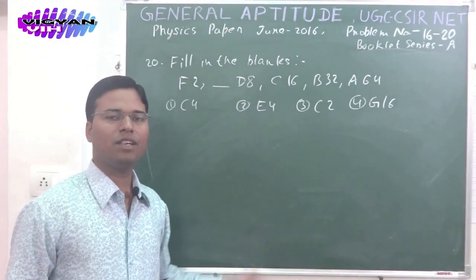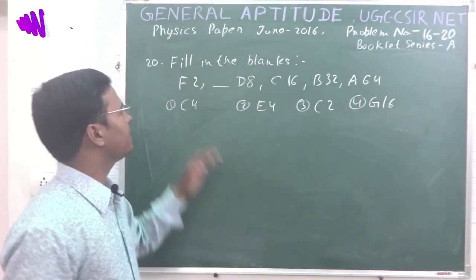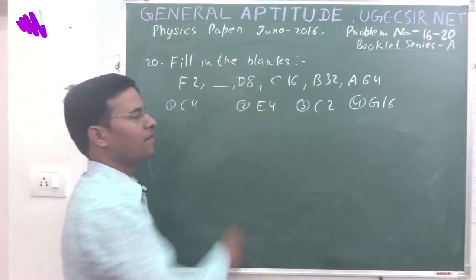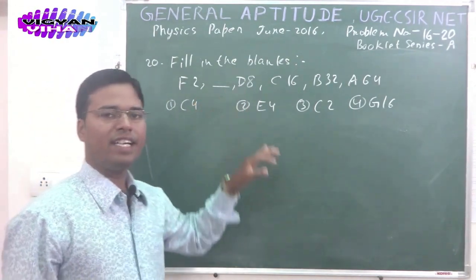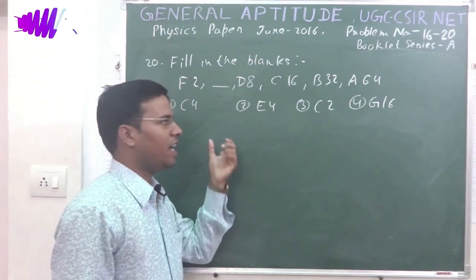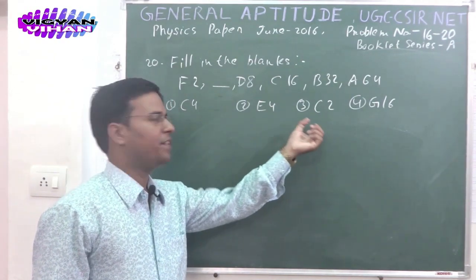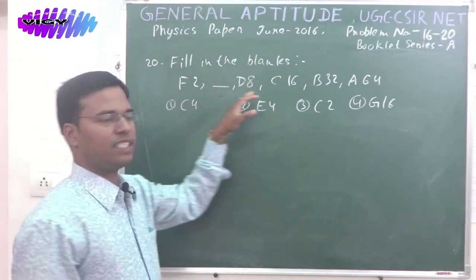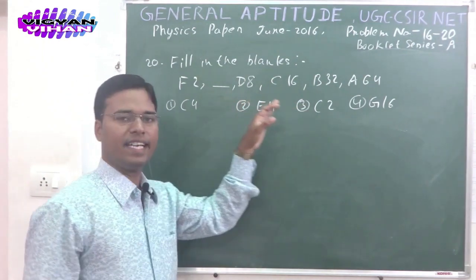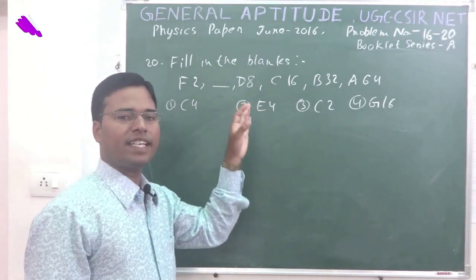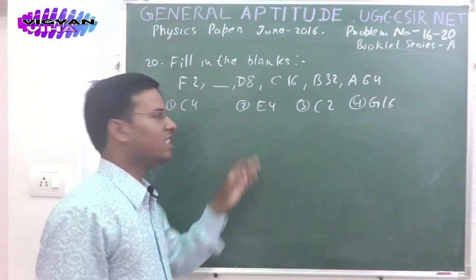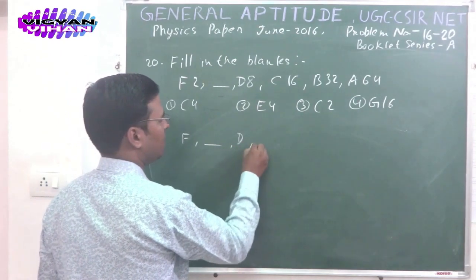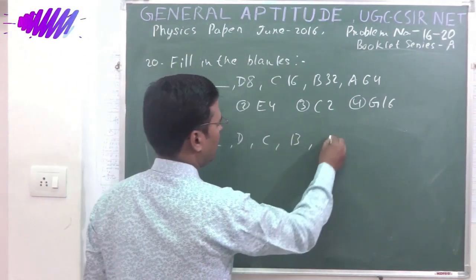Friends, here is the last problem, problem number 20. In this problem, there is a given series and the second space is blank. We will have to find out the appropriate option which will fit in this blank space. Let's start. There is a series made up of alphabets and numbers. We will bifurcate the alphabet series and the number series. The alphabet series is like F, blank, D, C, B, A.